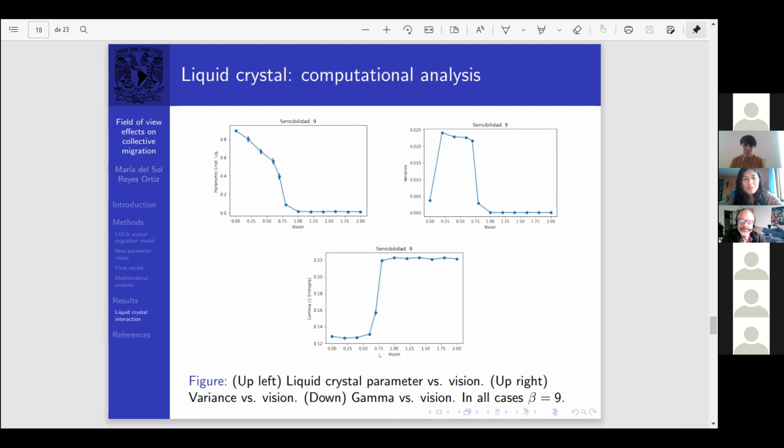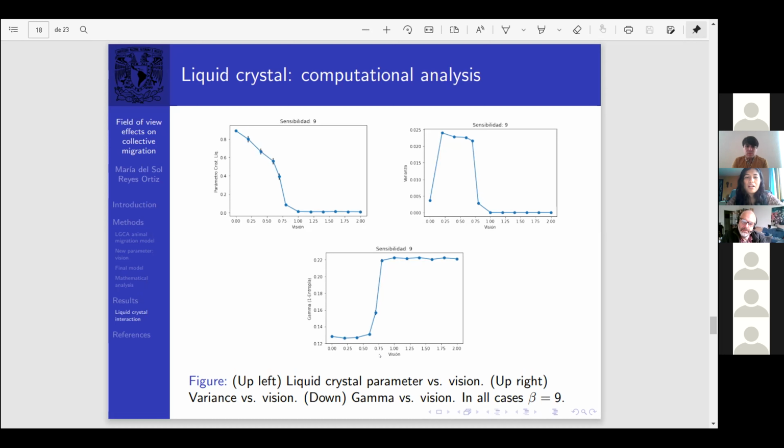This behavior we can also see here because in these 3 graphs, when we plot vision against the liquid crystal parameter, as our vision goes up, the liquid crystal parameter goes down. So we begin with an aligned system, that are the streets in the space. But then as vision goes up, these streets start to break into clusters, and when vision reaches 2 or even 1, we already have just clusters all over the space.